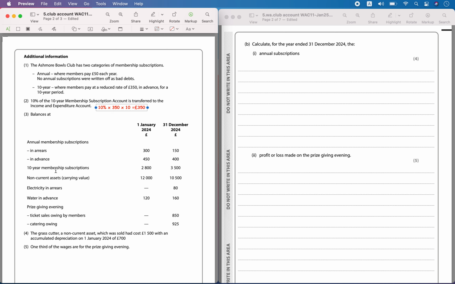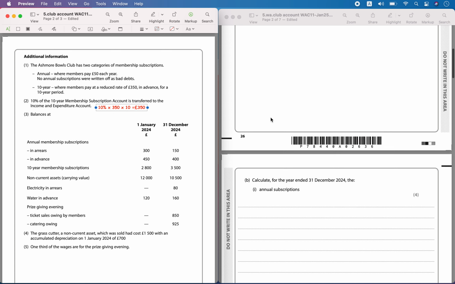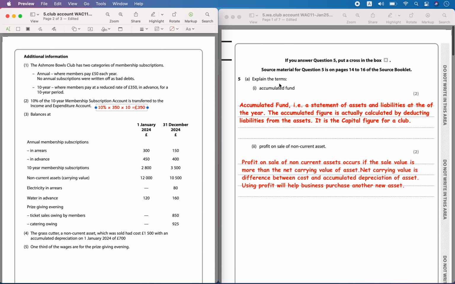Then you have some balances given. And then the grass cutter, a non-current asset, was sold. So now first one, explain the terms. First, accumulated fund. Accumulated fund is a statement of assets and liabilities at the end of the year. And the accumulated fund is calculated when you deduct liabilities from the assets. So assets minus current liabilities is going to give you the accumulated fund. It acts as a capital figure for the club.